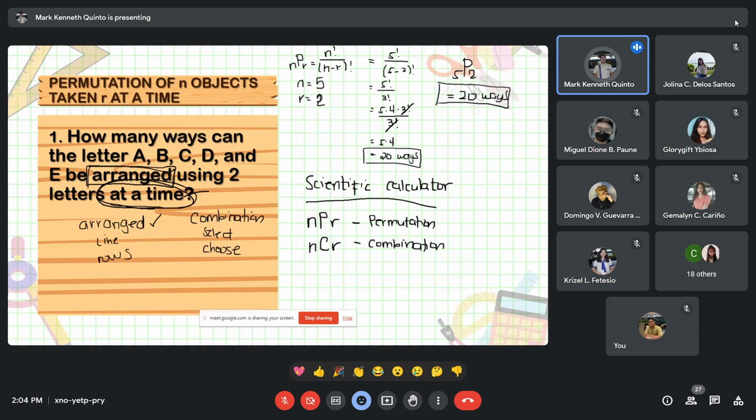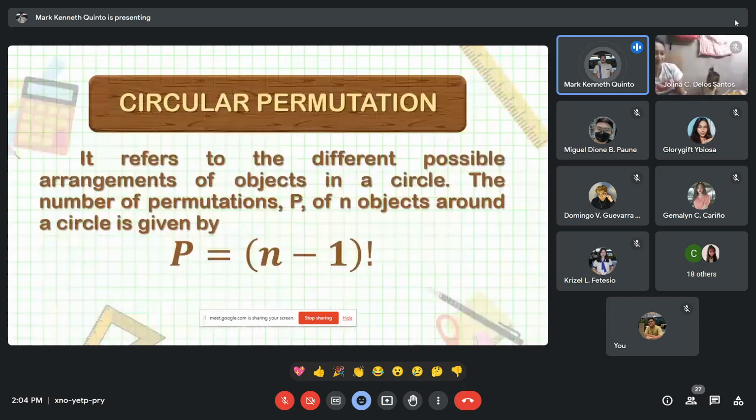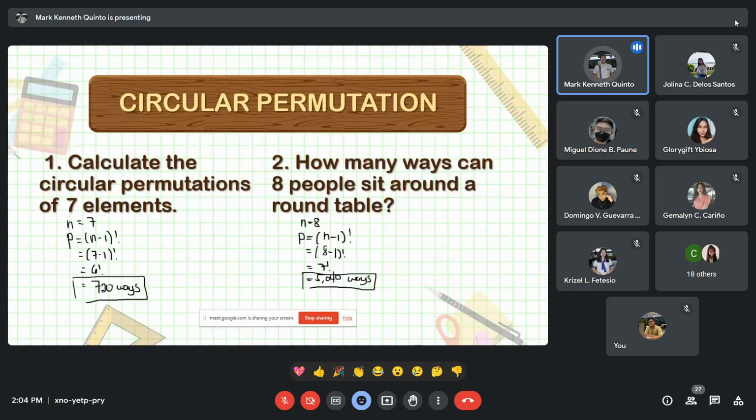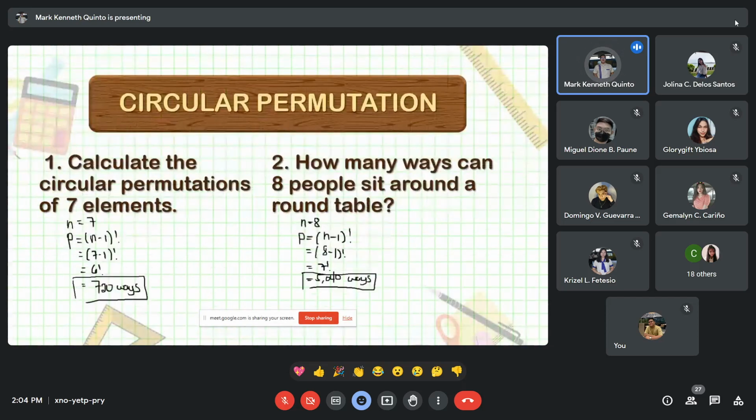Yes. Okay, so let's proceed now with the circular permutation. In circular permutation, it is easy to know if the problem is circular permutation because of the word circle. So anything or any word that describes a circle is actually part of circular permutation. Like for example, in our example number 1, we have here the word circular. Given na that it is circular, so circular permutation. And for number 2, we have here the word around. Around or round table.